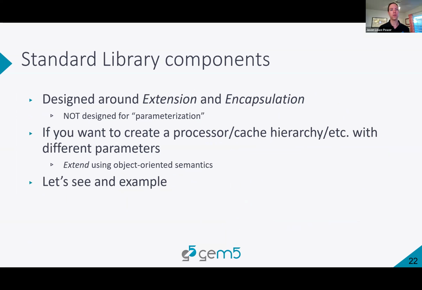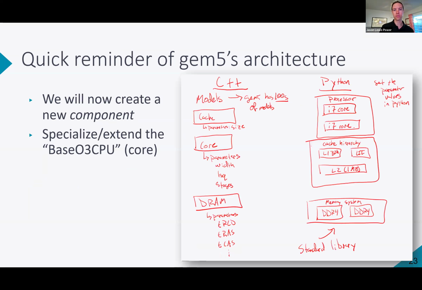Okay, cool. So the standard library components were designed around extension and encapsulation, specifically not designed for parameterization. We try to use object-oriented design and good software engineering practices so we don't end up with massive unreadable configuration files that we're feeding into things. So if you want to create a processor or a cache hierarchy or some kind of new memory with other parameters than what we've provided you, what you should do is extend the things that are already there. So let's see an example of how to do this.